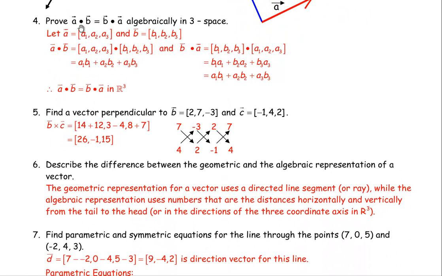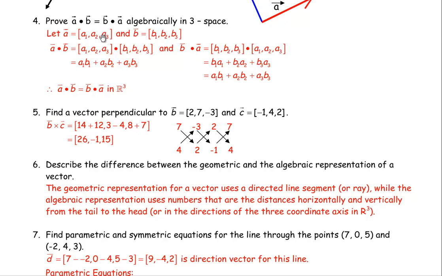In number 4, it says, prove that a dot b equals b dot a algebraically in 3 space. So this is a Cartesian proof. We're going to use Cartesian vectors for this. So I'm going to call a the vector a1, a2, a3, and b the vector b1, b2, b3, where the a1 to a3 and b1 to b3 numbers could be any real numbers whatsoever. That's why this is a proof and not just a demonstration using specific vectors. So a dot b, we'll figure out what a dot b is and b dot a and show that they're the same. That's how the proof basically works.